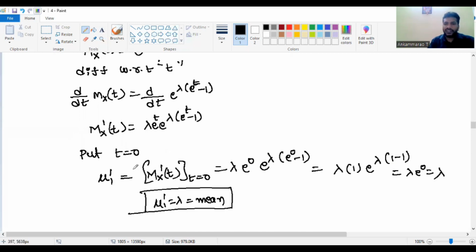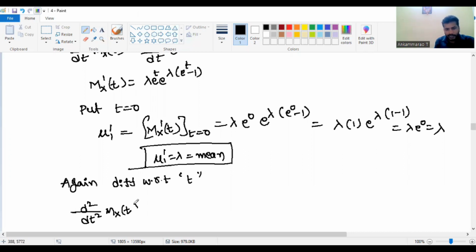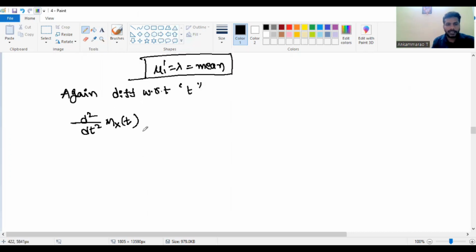And again differentiate with respect to t. That is d square by dt square of mx of t. The d square by dt square mx of t is written as d by dt into the first derivative of mx of t. Once differentiation is already done.